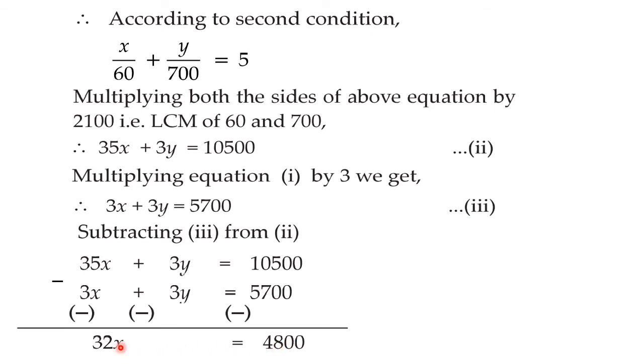Now to find x, let us divide 4,800 by 32. When you divide 4,800 by 32, you are going to get x is equal to 150. Okay, we got the value of x as 150.